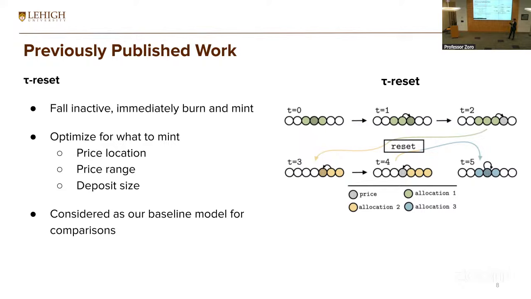So we have a dynamic strategy here where we say the moment our pool falls inactive, we're going to burn the old position and immediately mint a new one based on that constant price range and that constant deposit size. This, like I said, is bare bones. The only thing you can physically optimize for is what price range you're depositing over and what your deposit size is.